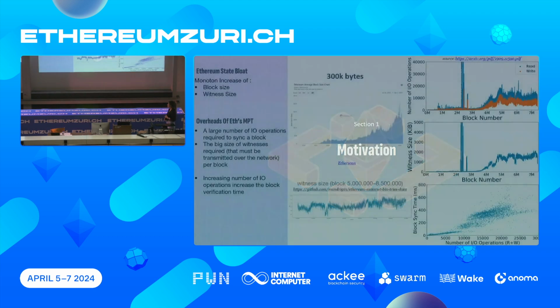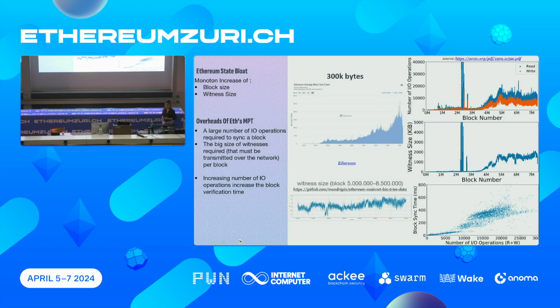So let's jump into the motivation of this work. I wish that everyone in the room has heard that one of the biggest problems for Ethereum at the moment is state bloat. We have seen so far the monotone increase of block size and witness size. As you can see, for example, in the picture, we have hit 300K bytes of block size just in the past few months. And obviously, we would face another problem, the overhead of the ETH MPT with a large number of input-output operations, which are required to sync a block.